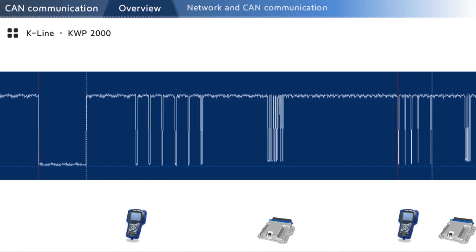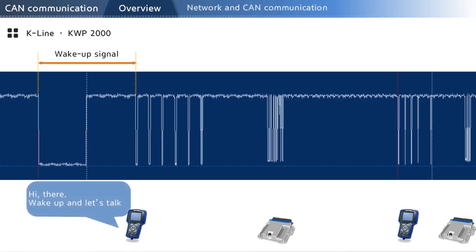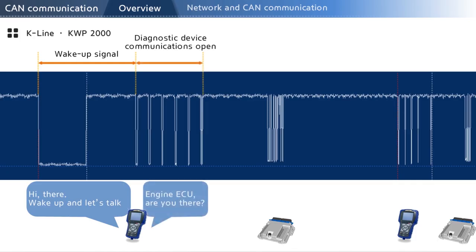The diagnostic device changes the 12-volt power to the ground once. This is a wake-up signal to initiate communication with the controller. The powertrain or a relevant system confirms the communication line is available and the controller responds. Then, the diagnostic device and the controller can start diagnostic communication.